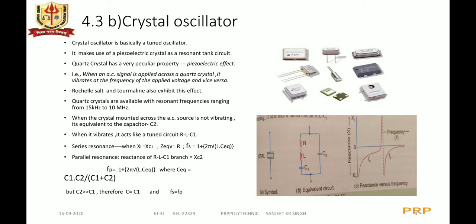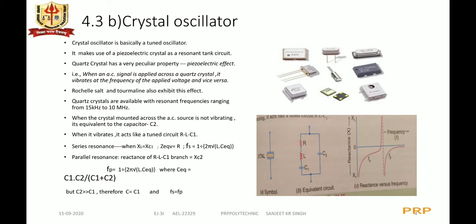So quartz crystal has a very peculiar property, that is the piezoelectric effect. What is this effect? When an AC signal is applied across a quartz, it vibrates at the frequency of the applied voltage and vice versa. Materials like rock salt or tourmaline also exhibit this piezoelectric effect and can be used in place of quartz. Quartz crystals are available with constant frequencies ranging from 15 kilohertz to 10 megahertz, and even for higher frequencies up to 100 megahertz, the crystals can be made to vibrate on overtones.